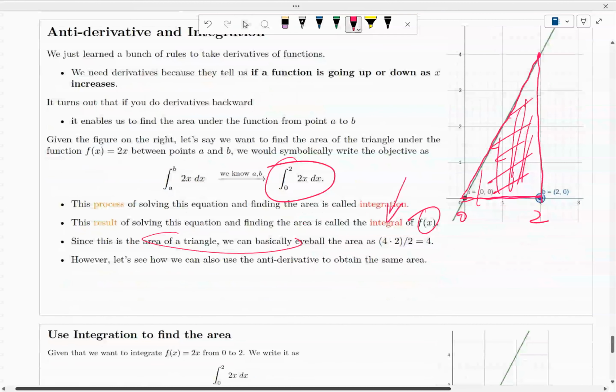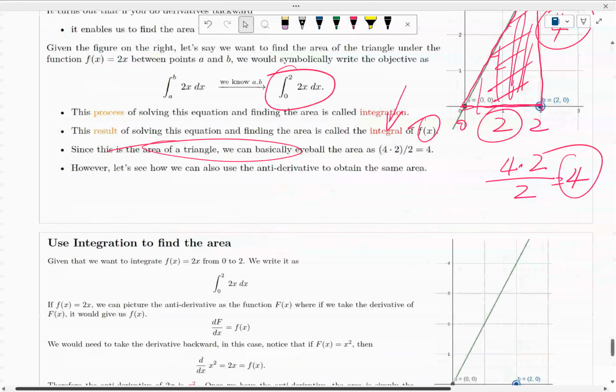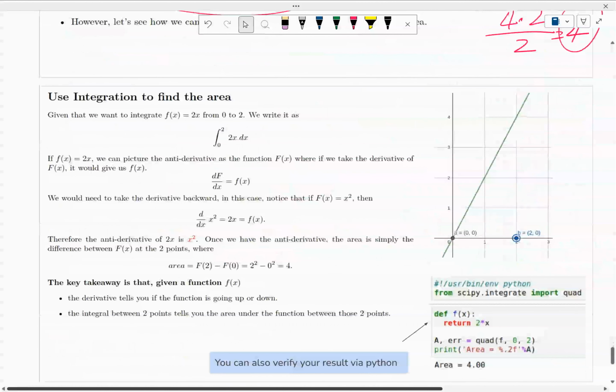Since this area is a triangle, with a height of 4 and a base of 2, you can calculate the area pretty easily, which is 4, okay? So we know the area from the fact that it's a triangle, but let's see if we can get the exact same result by using integration. So now we're doing integration, right? What's happening when we're taking the opposite?